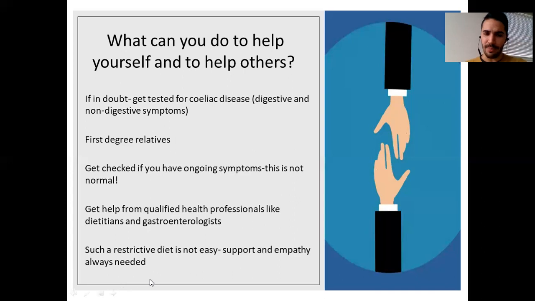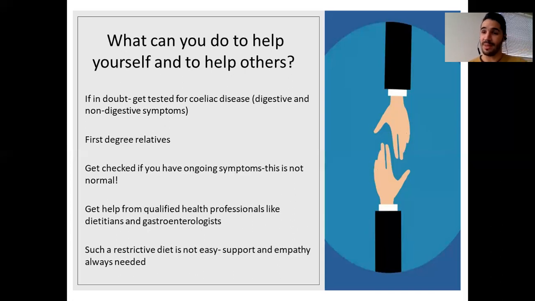I think it's really important to understand that such a restrictive diet is not easy. Whether you have celiac disease or not, and you're listening to this, it's important to understand that no patient with celiac disease is doing this voluntarily. No patient with celiac disease is trying to call attention in a restaurant or make a fuss out of things. They don't really have a choice because there's no other treatment for this condition. It's only the gluten-free diet.